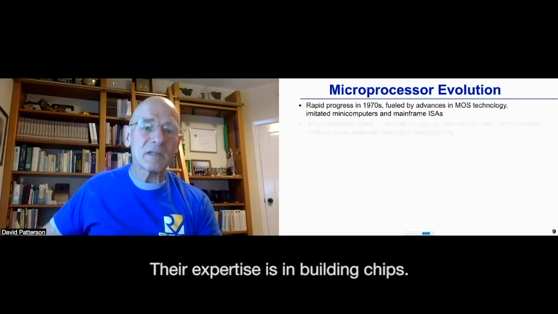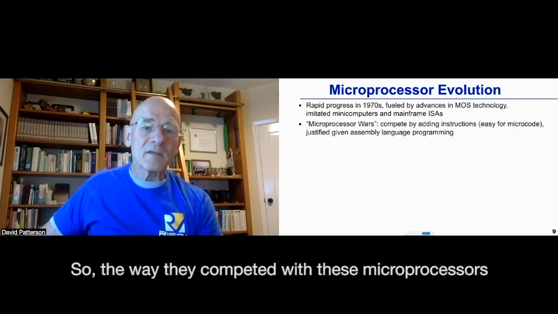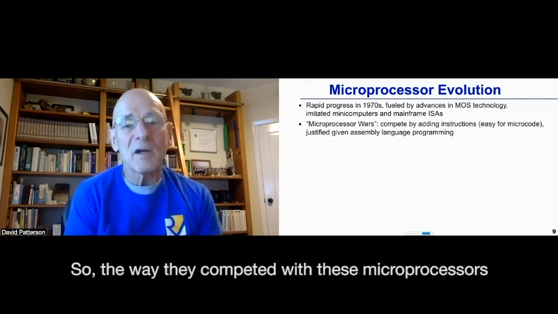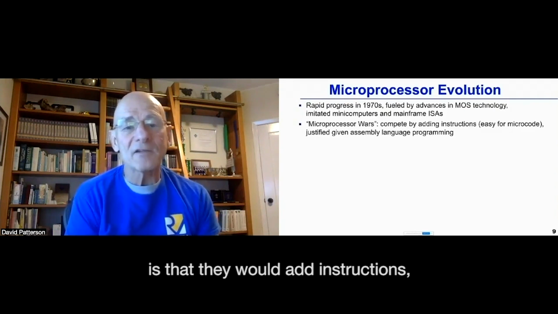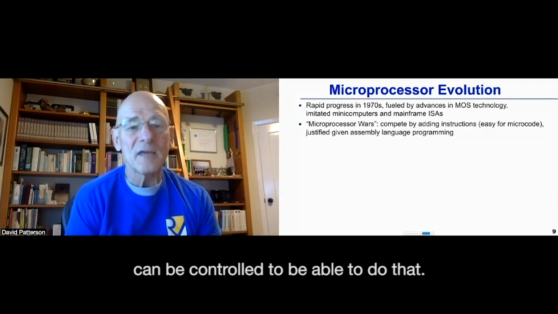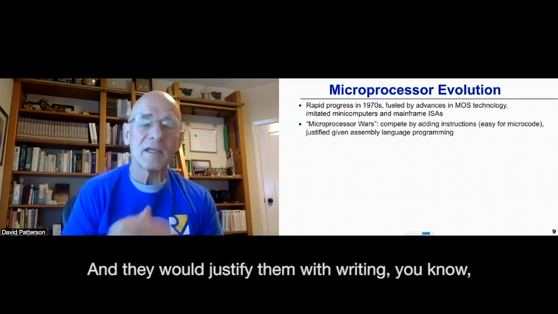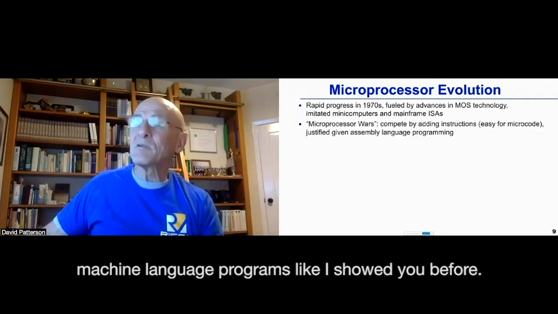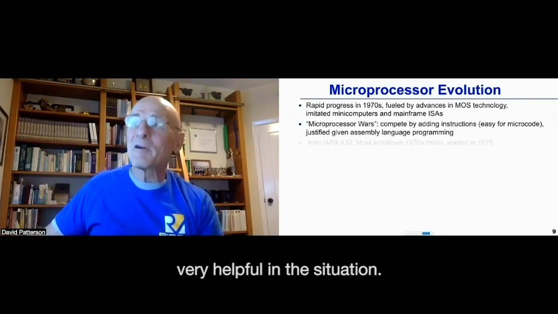Their expertise is in building chips. So the way they competed with these microprocessors is that they would add instructions, which was pretty easy with microcoded control, and they would justify them by writing machine language programs like I showed you before. They'd say, this instruction would be very helpful in this situation.